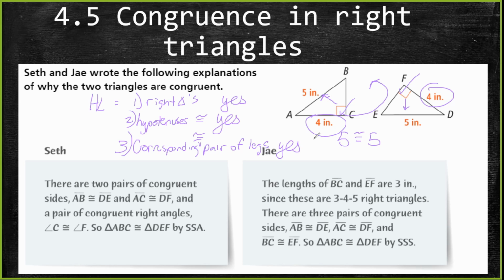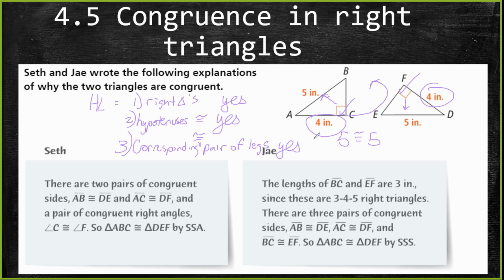Ask ourselves, are these right triangles? Yes, move on to step 2. No, move on to the other 4 criteria. Second question, are the hypotenuses congruent? Well, the hypotenuse on both triangles is always opposite the right angle. Here we have 5 inches both times, so these are definitely congruent.